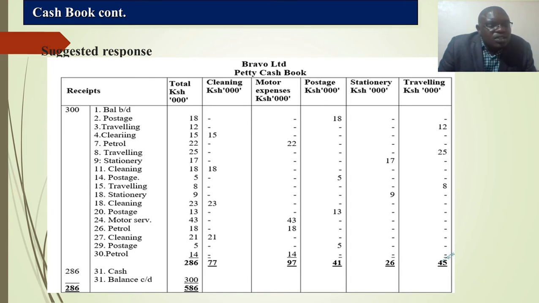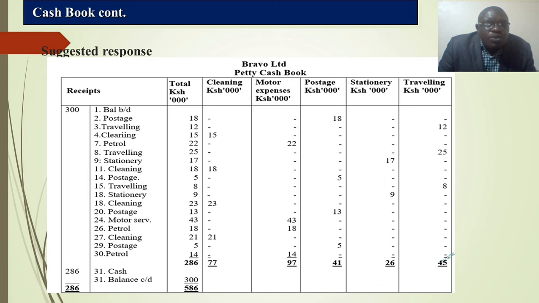Having recorded all the transactions, find the totals for each column. Once you have found the totals for each column, you will realize that the cleaning column will total to 77,000 Kenya shillings. The motor expenses column will total to 97,000 Kenya shillings. The postage column will total to 41,000 Kenya shillings. The stationery column will total to 26,000 Kenya shillings. And the traveling column will total to 45,000 Kenya shillings.